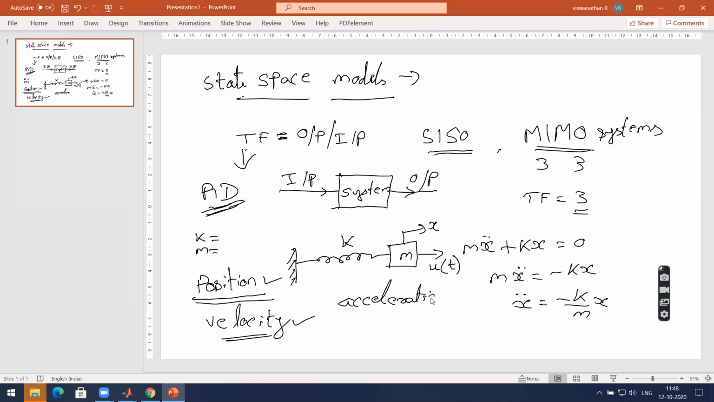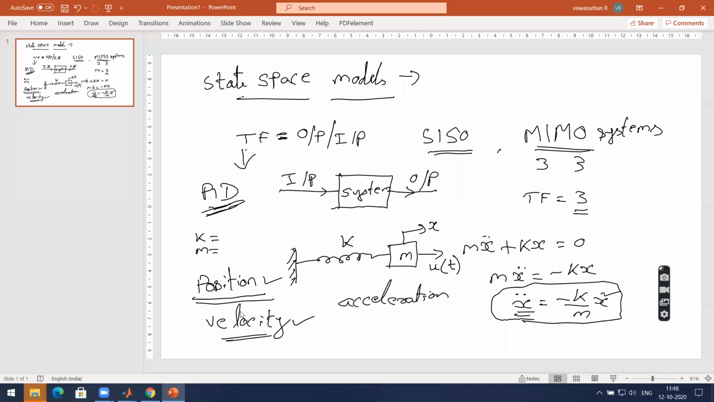We can differentiate velocity to get acceleration. So you can get it from this, right? If you know the position, you can find the acceleration. So position and velocity is sufficient to know.